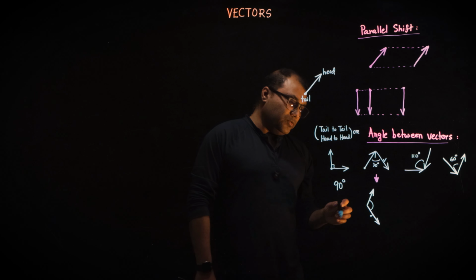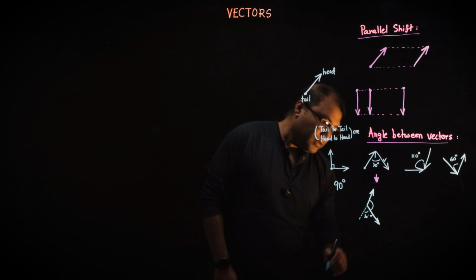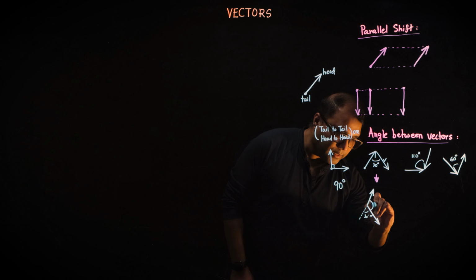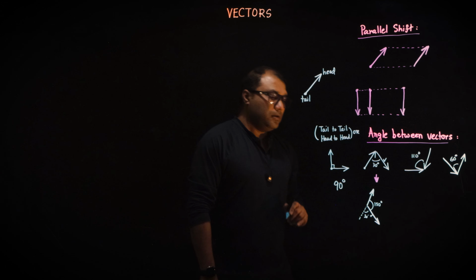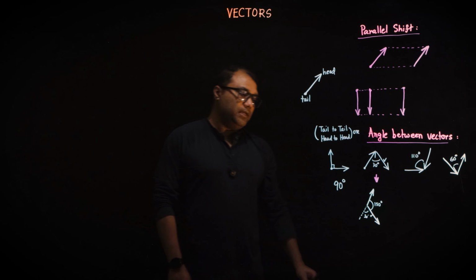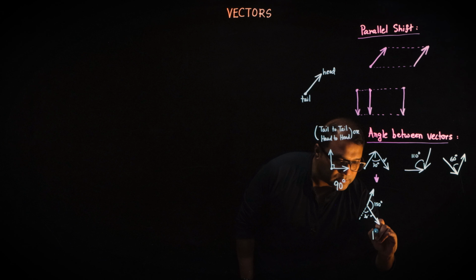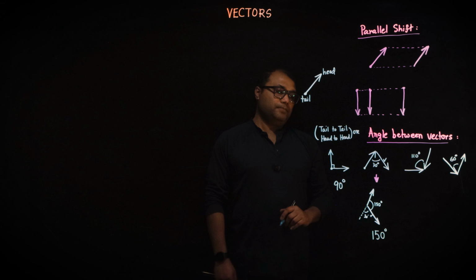Okay, how much will that be? So if I extend this, if this was 30, then this becomes 150 degrees. Because this will be a straight line, it's 180 minus 30, which is 150 degrees. So angle between these two vectors is not 30 degrees, it's 150 degrees.